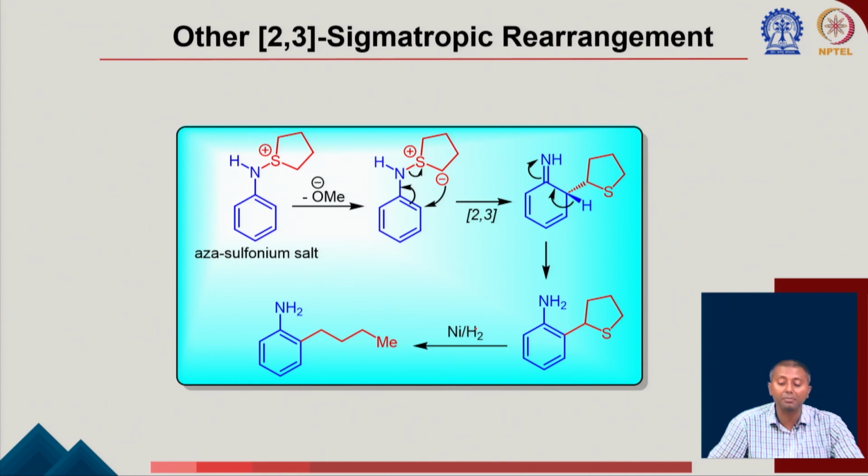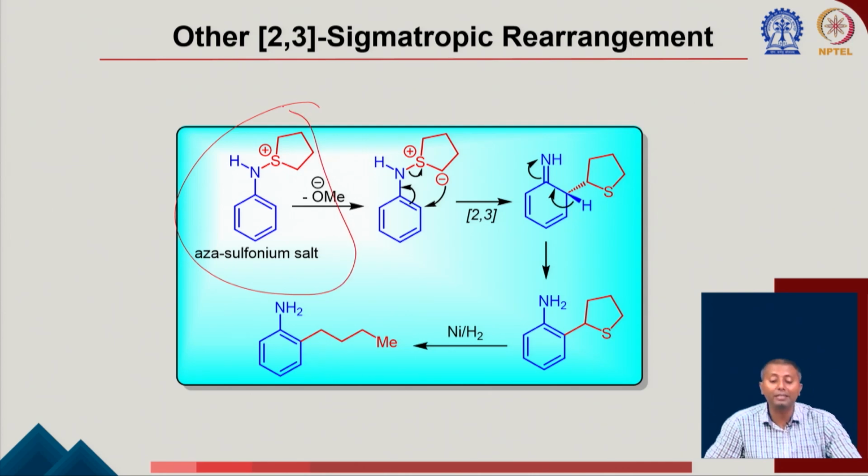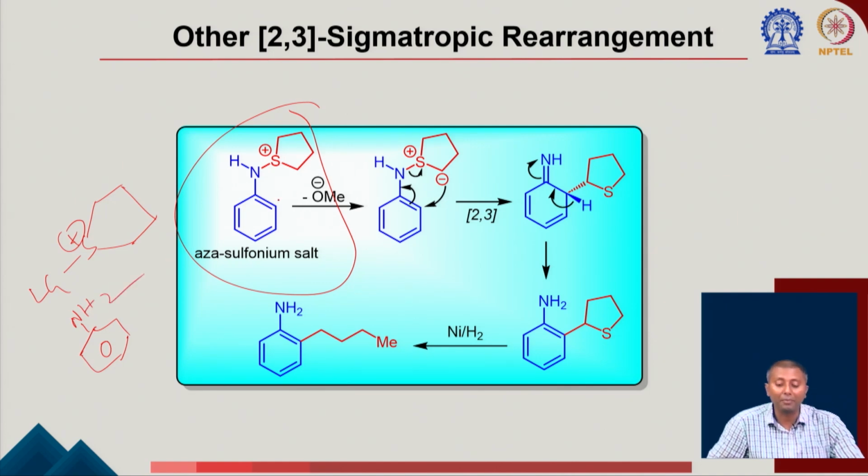Now as I mentioned in the previous slide, you are starting from this azasulfonium salt and then making the oxasulfonium. But you can start from this azasulfonium salt in the case of aniline. If you have aniline, then it can react with some sort of a species like SCl, which has a leaving group here, and that can be attacked by the corresponding aniline to form this. It will form the azasulfonium.